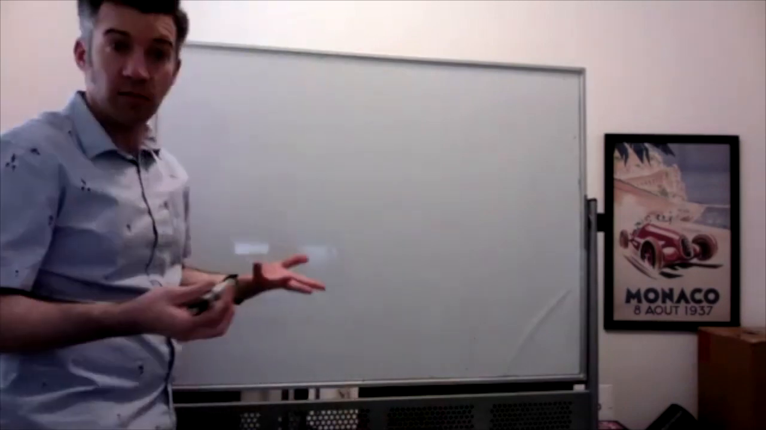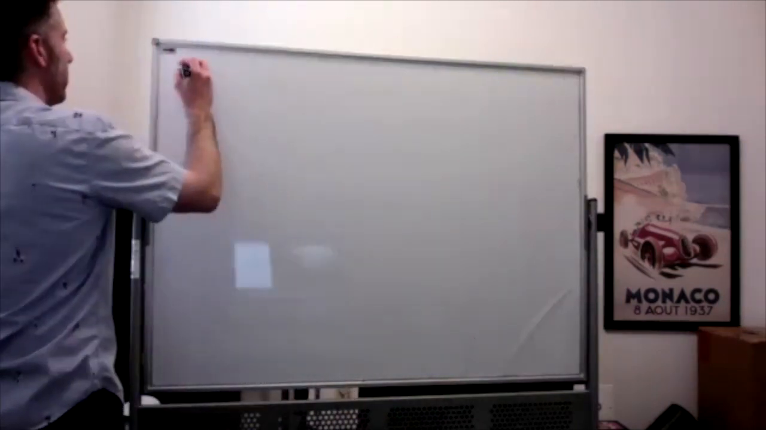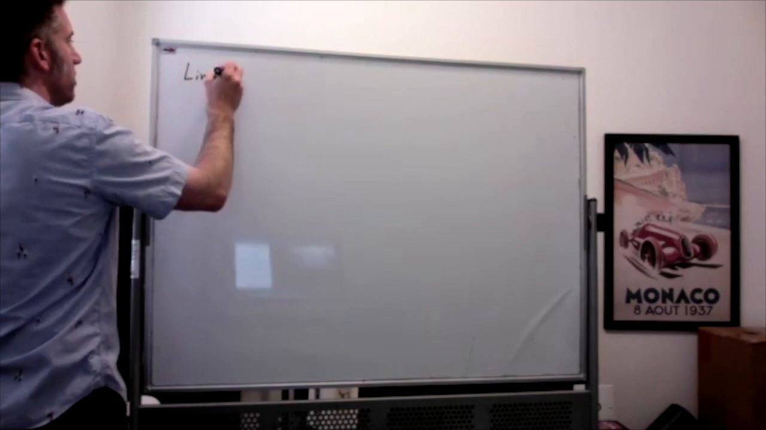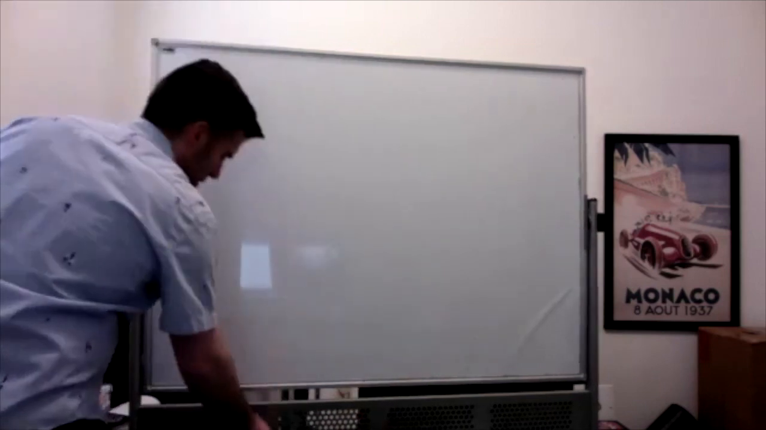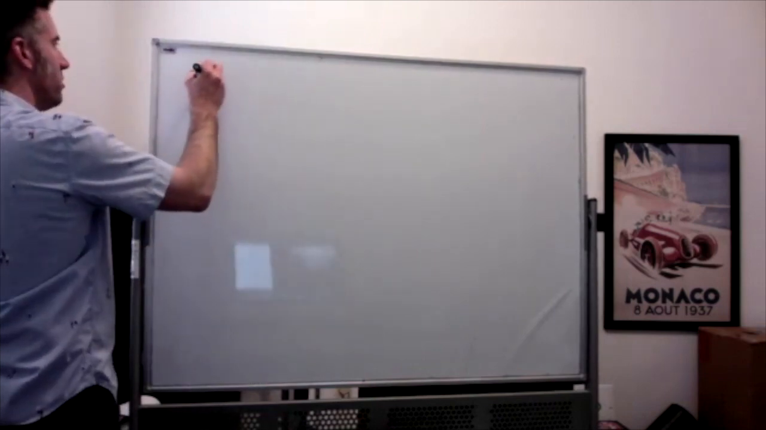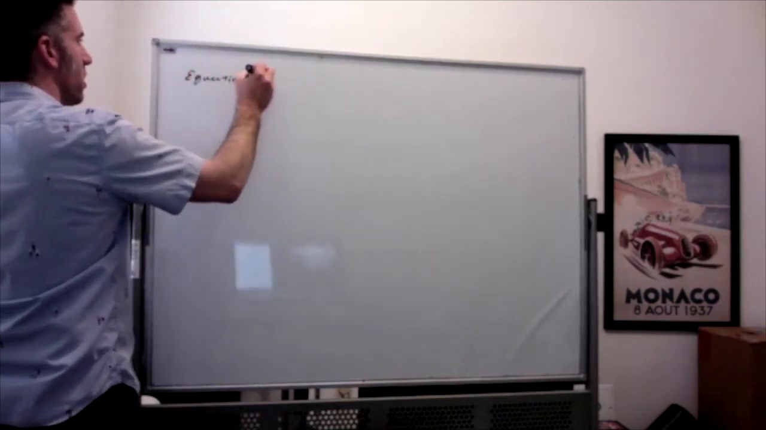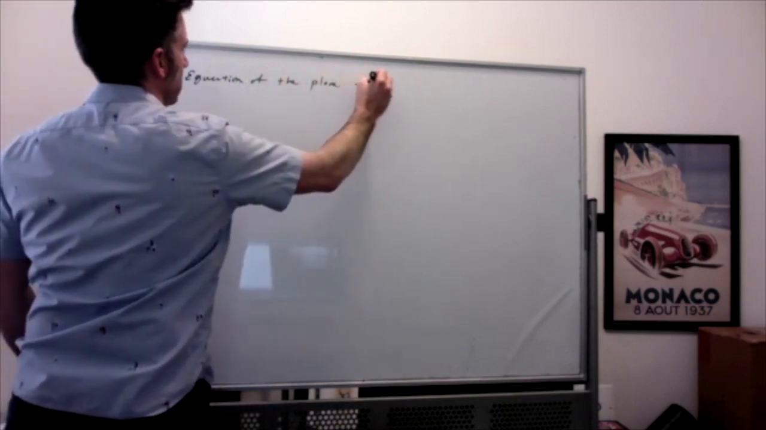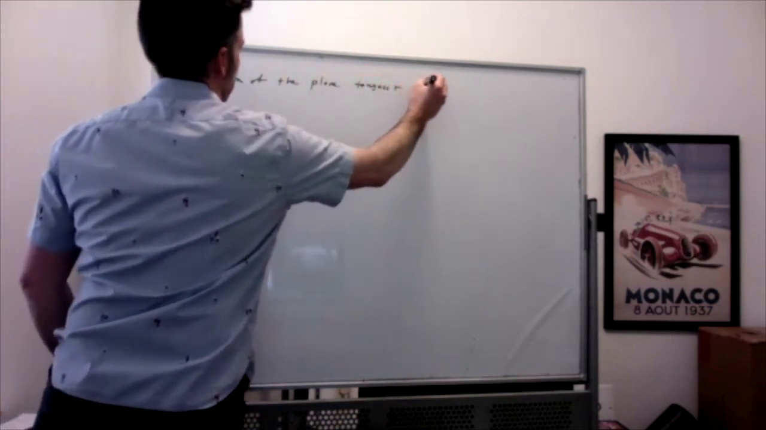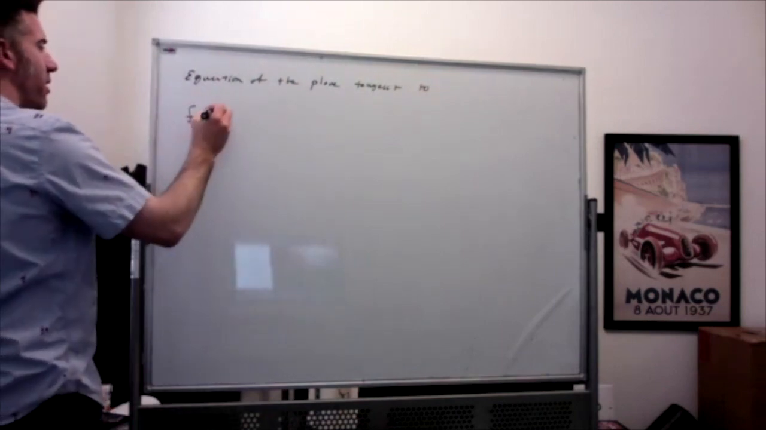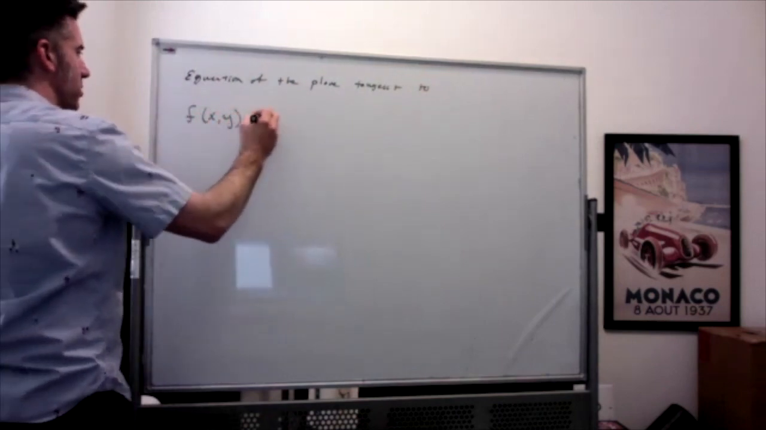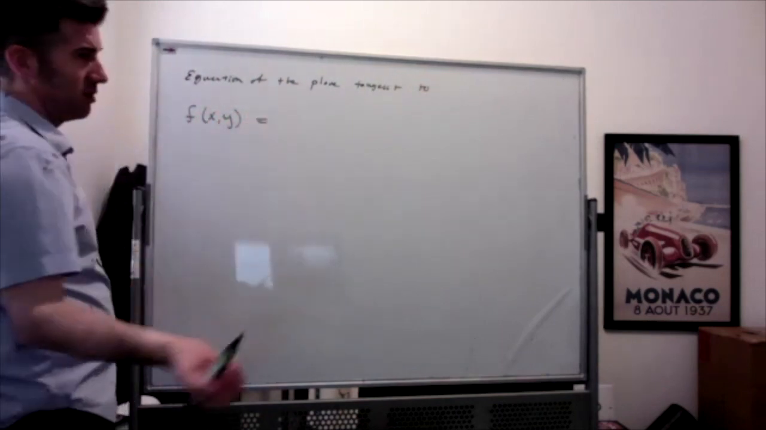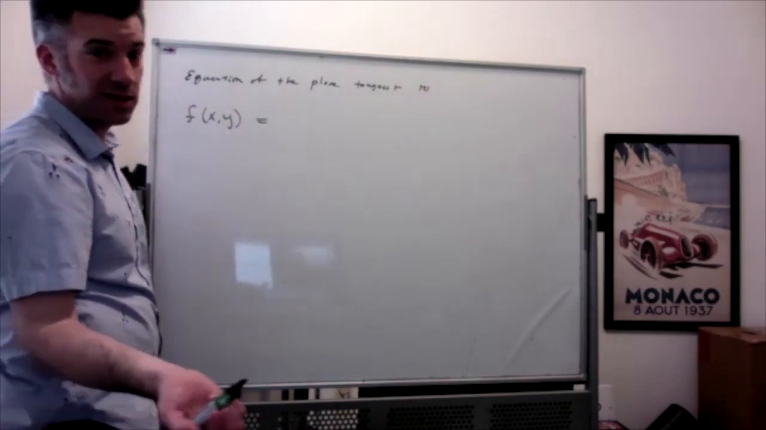Let's make this one a little bit more complicated. So let's say we want to find the equation of the plane tangent to the following. F of x, y is equal to, I don't want to make it too terrible. I don't want to make it too easy either.